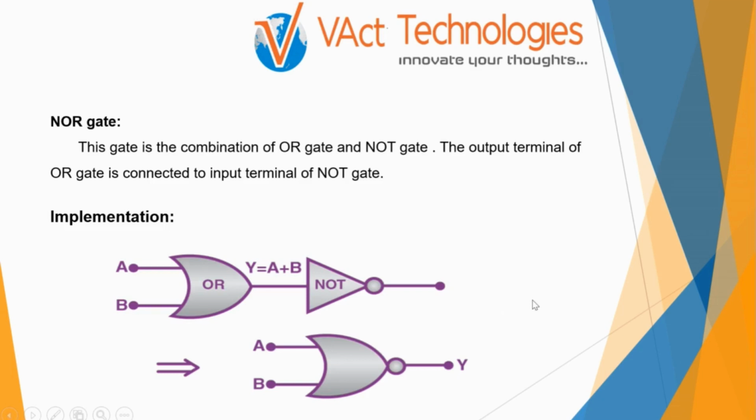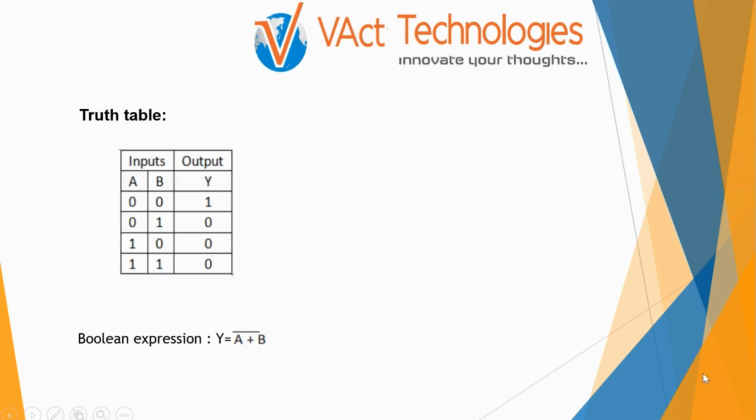Now we can see about the NOR gate. NOR gate is connected by combining the OR gate and the NOT gate. The output of the OR gate is given to the input of the NOT gate, and this gate is the reverse of OR gate. Similarly, we can see this in the truth table.